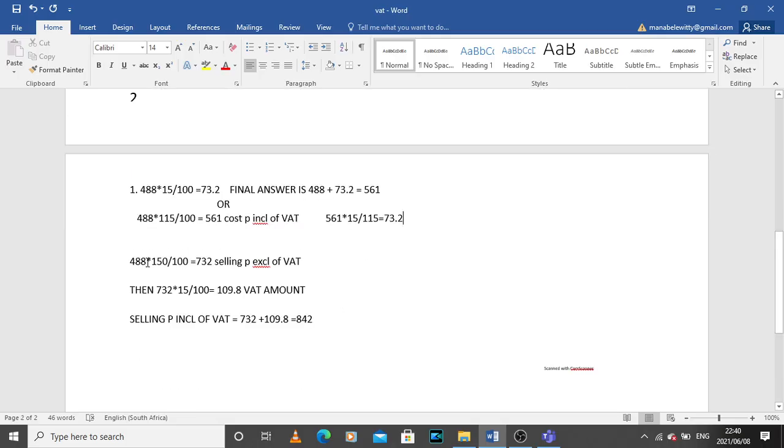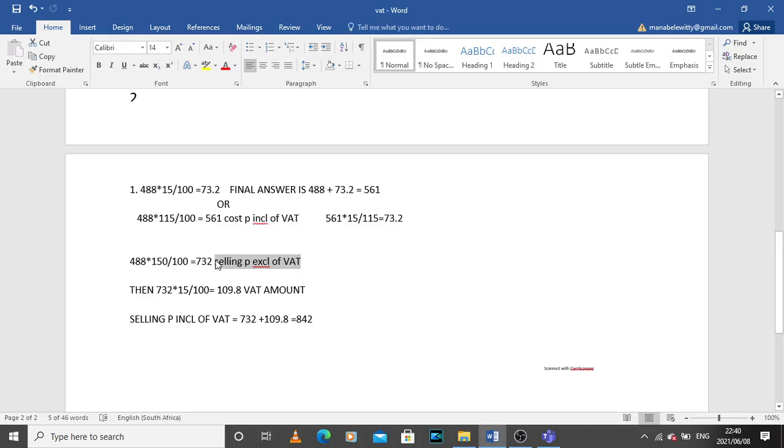You are given the 488 as a cost price, so you're going to multiply by 150 against the 100%. 100% is this amount, so it will give you 732. So this is an amount or selling price exclusive of VAT. Since you use this amount without VAT, if you use the 561, you are going to get more than this, which is your selling price inclusive of VAT. So since we use this one, it means we automatically get exclusive of VAT.